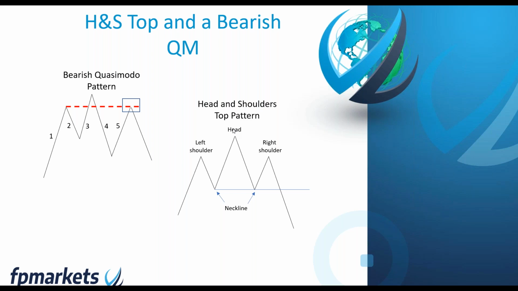And look, the point is, with the bearish QM, as I've said already in the webinar, comparing these two, the bearish Quasimodo pattern and the head and shoulders top pattern, the bearish QM gets us in quicker. A lot of head and shoulders traders would be looking for the right shoulder to form at this point. But we're in here, and we're already down. We're short at this point.